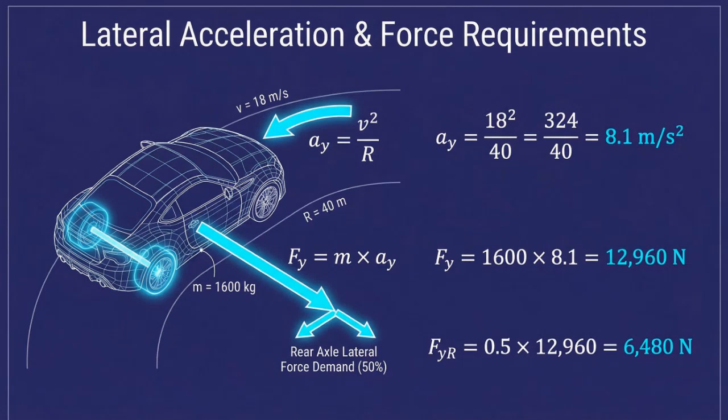First, calculate lateral acceleration as speed squared divided by turn radius, which gives 8.1 meters per second squared. Next, compute total required lateral force as mass times lateral acceleration, which equals 12,960 newtons. Assuming equal front-rear sharing, the rear axle carries half of this demand. So the rear lateral force FYR equals 6,480 newtons.